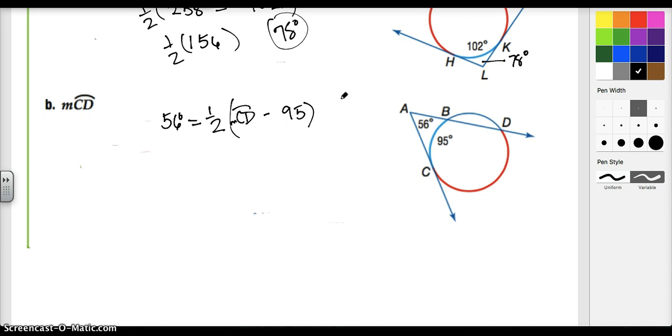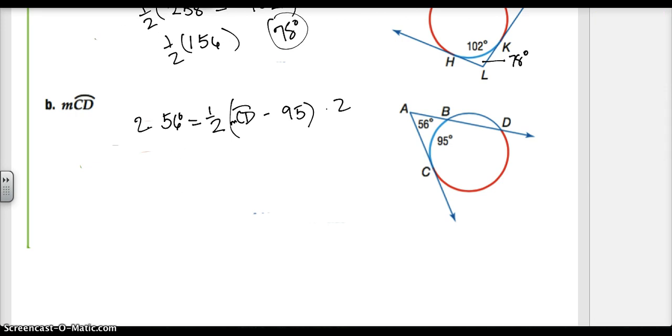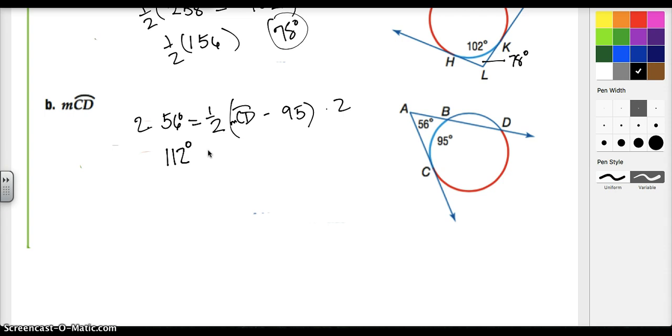So now what I'm going to do, like we did in the last problem, is multiply both sides by 2. When I get 2 times 56, I'm going to get something like 72, right? No, I don't know where that came from, y'all. I apologize. That's just some bad math. My bad. The correct answer is 112. Even people like me make mistakes, big ones. All right, so my fault. So arc CD is going to have this relationship: 112 is equal to arc CD minus 95.